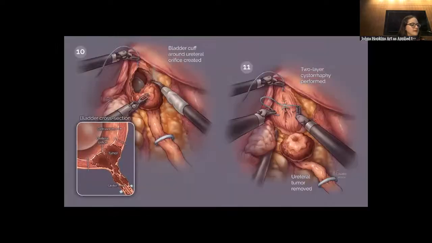For my final piece, I chose to illustrate a slide showing the removal of the ureteral tumor from the bladder. Figure 10 focuses on the creation of the bladder cuff, while Figure 11 illustrates how the bladder is closed. I have also included a cross-section of the bladder to demonstrate the extent of the tumor's invasion. I now welcome any questions or comments.